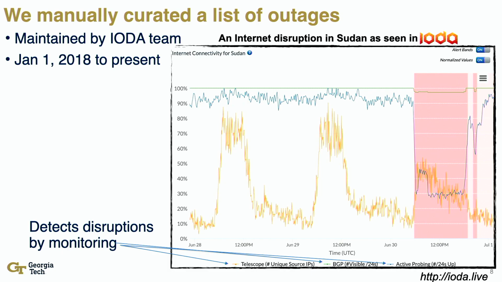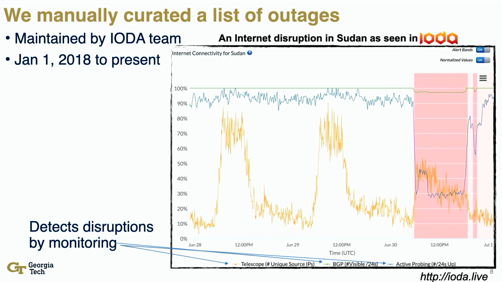The primary data source was IOTA, the Internet Outage Detection and Analysis tool from our lab. We use this to manually identify and record internet disruptions around the globe. This has been an ongoing daily task by members of the IOTA team since January 1st, 2018.